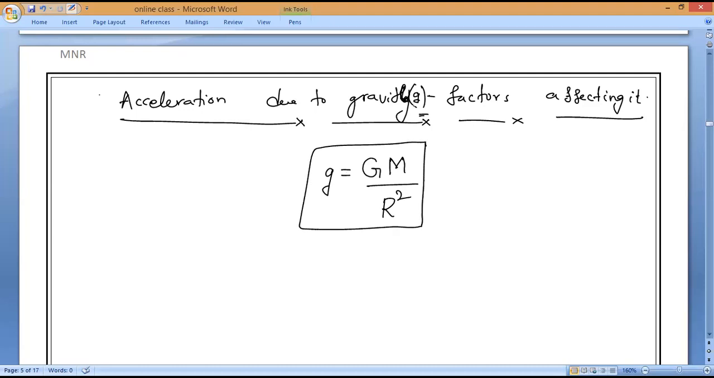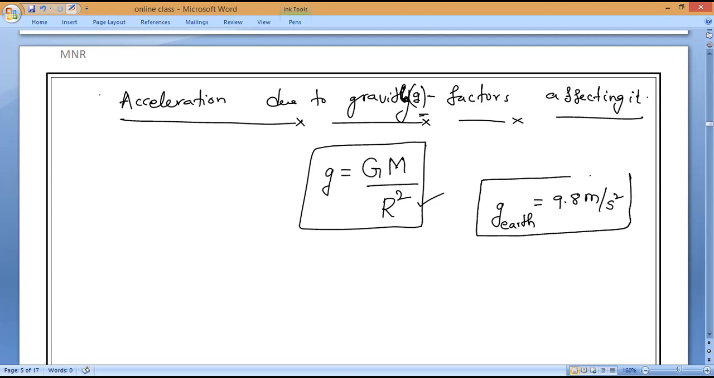acceleration due to gravity. If you want to calculate the acceleration due to gravity of any kind of planet or object, we will use this formula to calculate. And we calculated even the numerical acceleration due to gravity of Earth. The value is equal to how much, Hari? 9.8 meter per second square. That is the acceleration due to gravity of Earth.